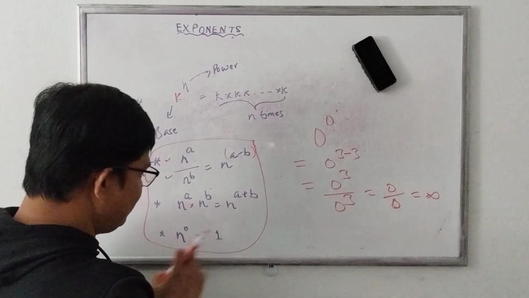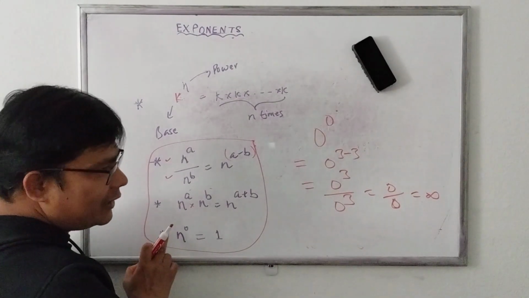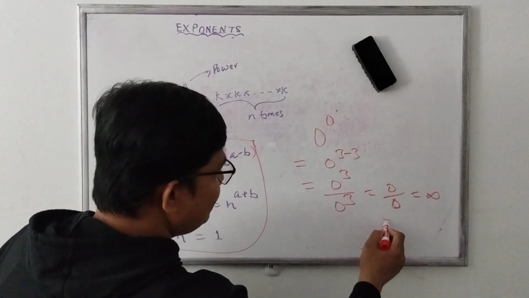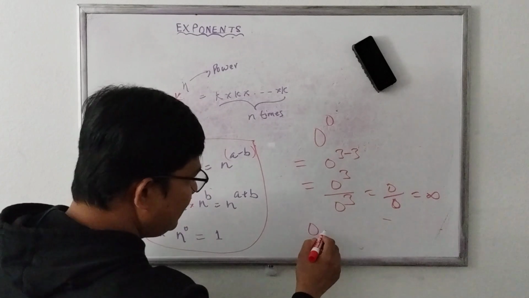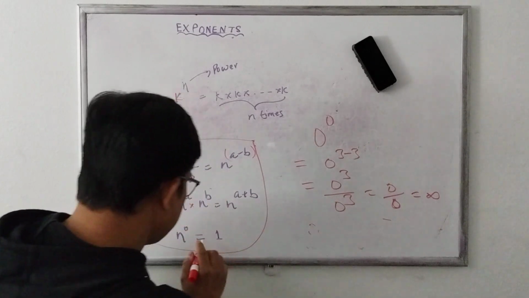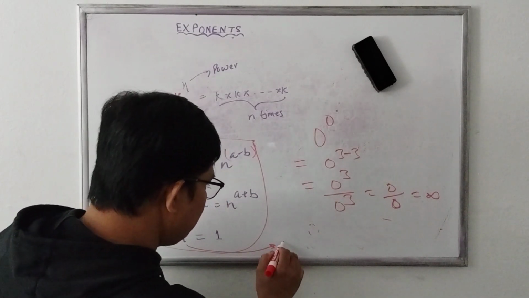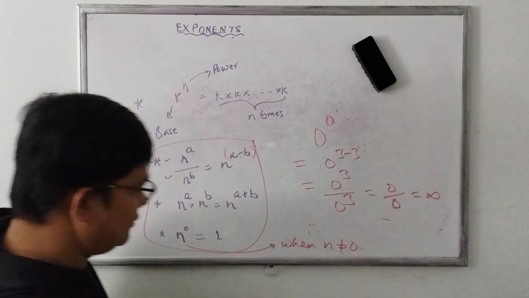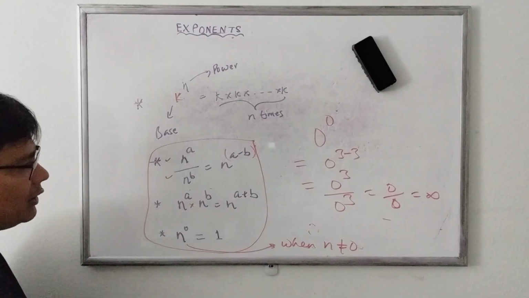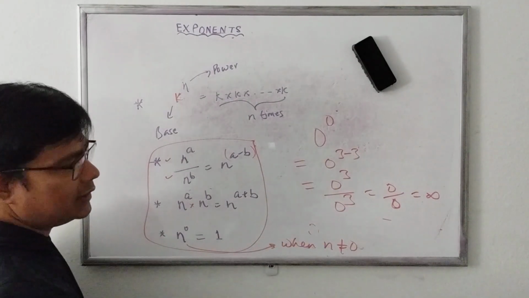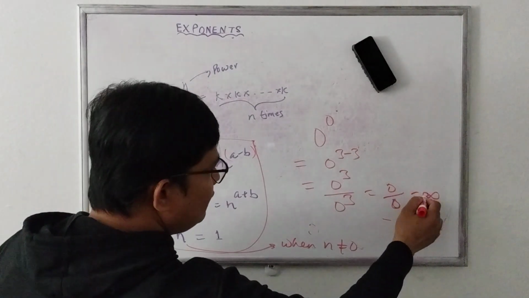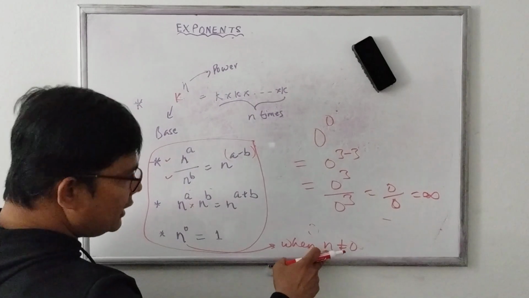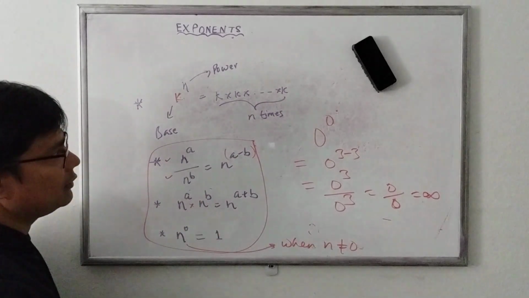Okay, so I was saying any number excluding 0. Remember this, 0 power 0 is not 1. Any number excluding 0, so we can say n power 0 is 1 when n is not equal to 0. If n equals 0, then it's undefined here. If n is any value other than 0, then it's 1.